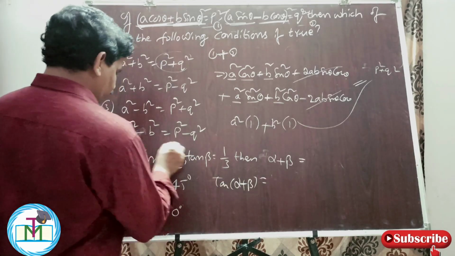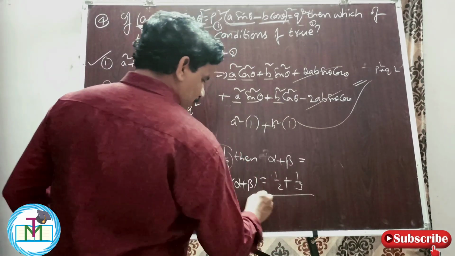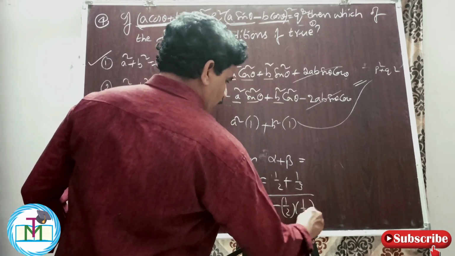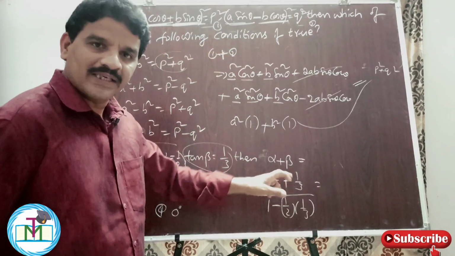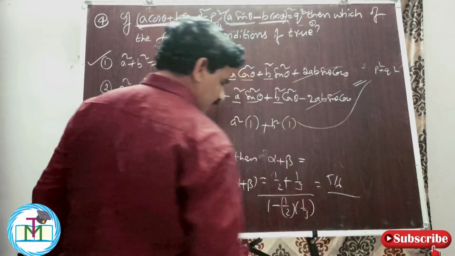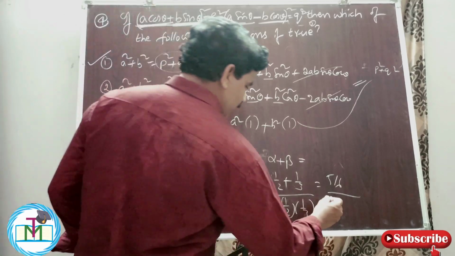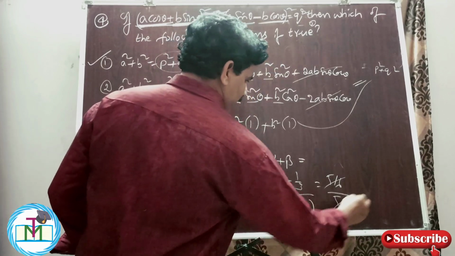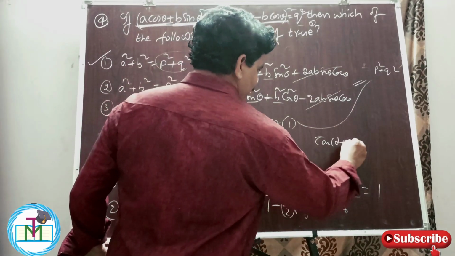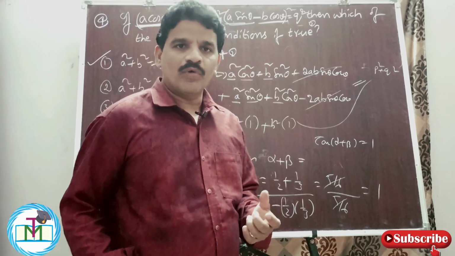Tan alpha is what? 1 by 2 plus tan beta means what? 1 by 3, by 1 minus tan alpha into tan beta, means 1 by 2 into 1 by 3. So here 6 is 2 into 3, 6 is LCM. 3 comes here, 2 comes here, means 5 by 6, minus, here LCM is 2 into 3, 6 is LCM, 6 minus 1 into 1, 1 means what? 5 by 6 over 5 by 6, which is 1. So here tan alpha plus beta is equal to 1. So for what value of theta? Tan theta is equal to 1, tan 45.